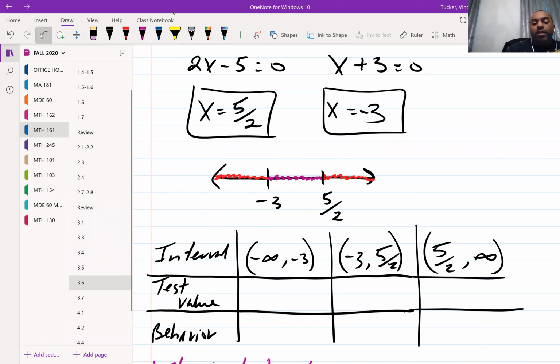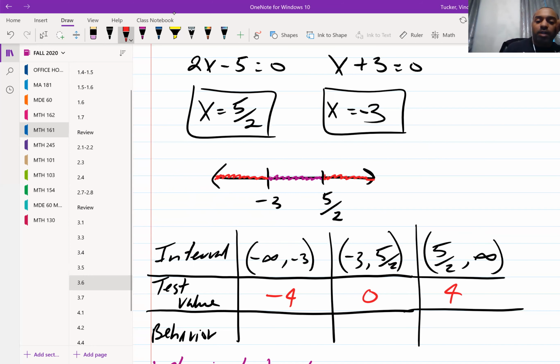And now we need test values for each interval because your graph is going to behave the same way in each one of those intervals. Either it's going to all be positive or they're all going to be negative when you plug in your values. So you can use anything as a test value as long as it's in the interval. So anything less than negative 3, I can use negative 4. Anything between negative 3 and 5 over 2, I can use 0. And over 5 over 2 to positive infinity, we can use positive 4. Really, you can use 100, you can use 1 million.